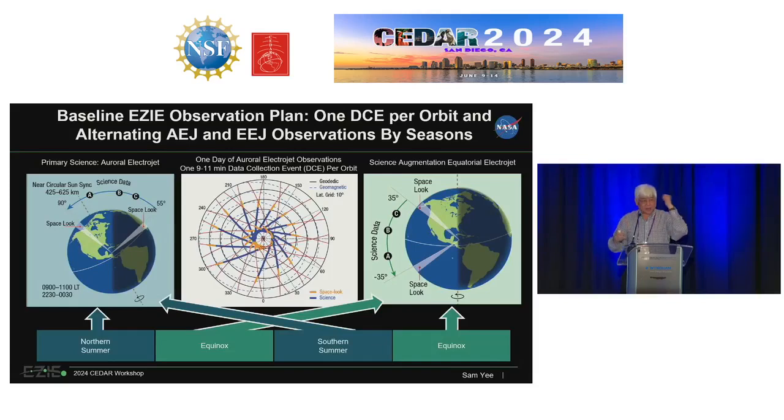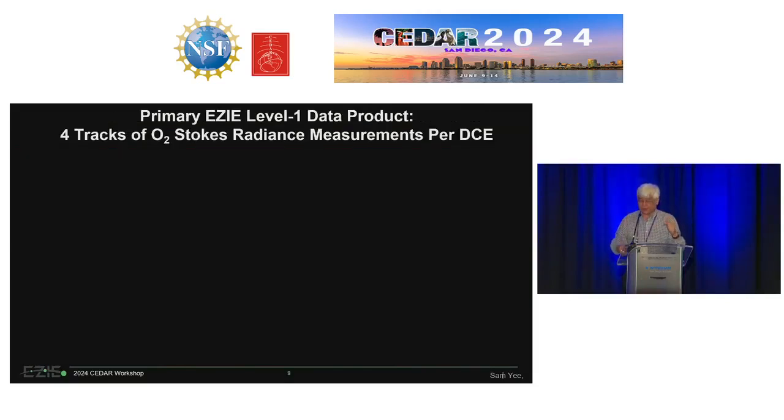One science mode starts with what we call SkyCal, looking at dark space, then 9 to 11 minutes of science data collection, and another SkyCal to finish 1 data orbit. Each data sample is 2 seconds, so you get 1 data collection per orbit with a sample every 2 seconds. In summertime, we measure auroral electrojets, and at equatorial times, we measure equatorial electrojets.